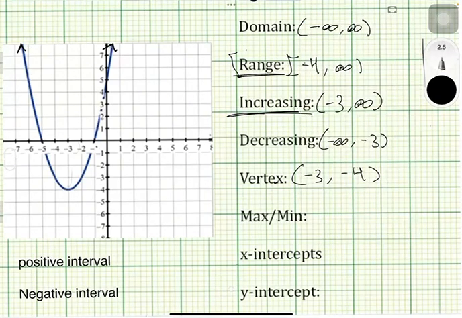Now the x-intercepts. The x-intercepts are the points where the line intersects the x-axis. Here we have two points where the line intersects the x-axis.